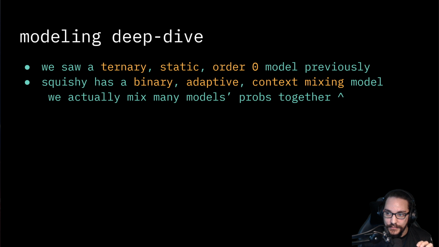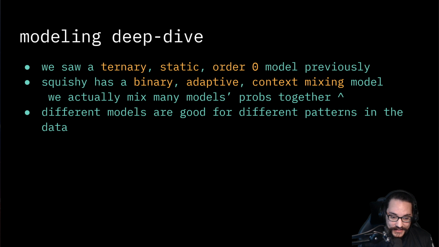And then context mixing means we're actually going to run several models instead of just one model, and then we're going to mix many probabilities from those models together. There's a lot of different names for this. Context mixing, I actually think, is a bad name because you're actually mixing more predictions than context. I'm going to put that out there, but this is the standard name. And if you look up context mixing, you're going to find all the good information about it.